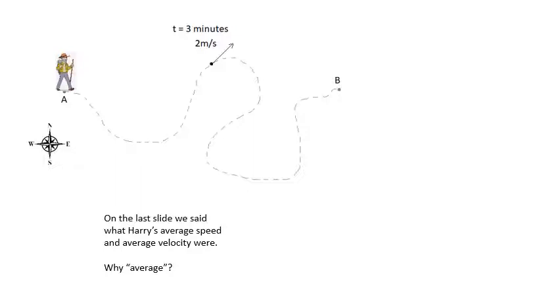We say there's two velocities. There's average velocity and there's instantaneous velocity. And his instantaneous velocity at that instant is 2 meters per second northeast. Okay, his speed at t equals 3 minutes at that point in time is 2 meters per second. His velocity is 2 meters per second northeast. Interestingly, the magnitude is the same. Okay, the magnitude of his velocity at any instant is equal to his speed at that instant.